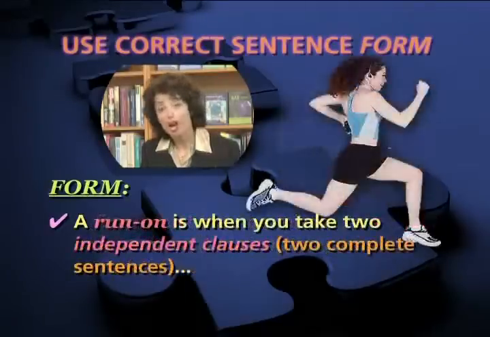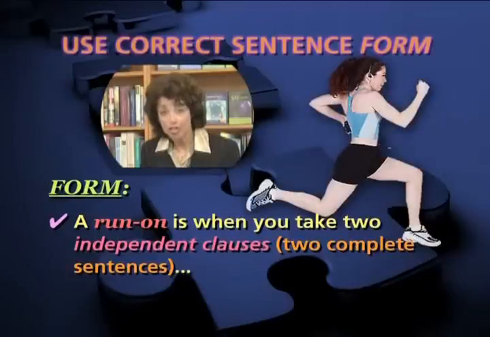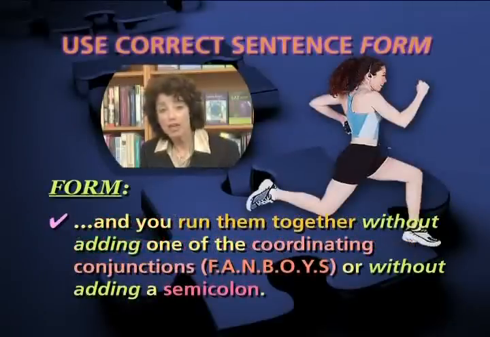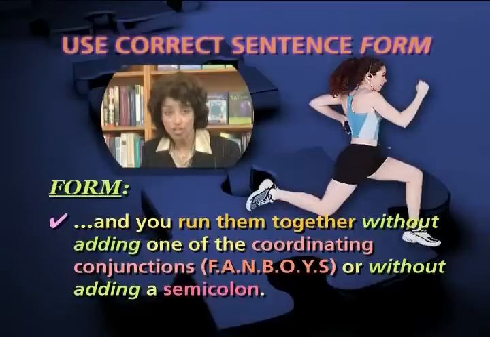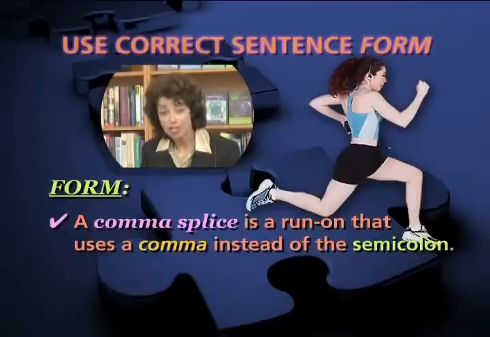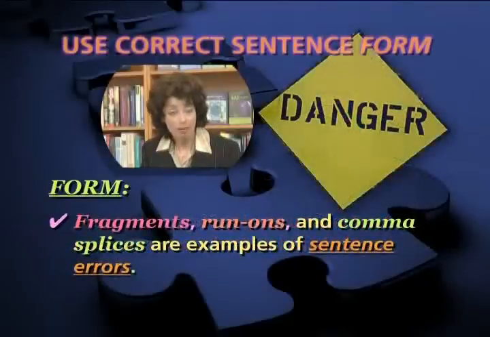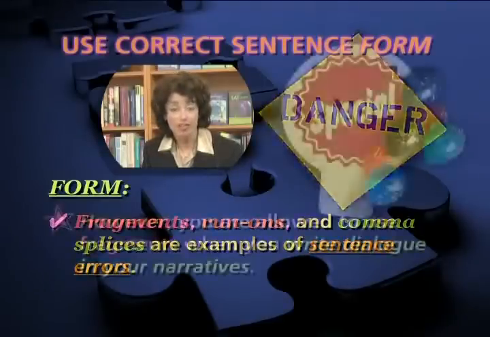The sentences that we looked at earlier about presidents were fragments because they were missing parts, subjects, verbs, or complete thoughts. A run-on is when you take two independent clauses, two complete sentences, and you run them together without adding one of the coordinating conjunctions, fanboys, or without adding a semicolon. A comma splice is a run-on that uses a comma instead of a semicolon. So fragments, run-ons, and comma splices are examples of sentence errors.